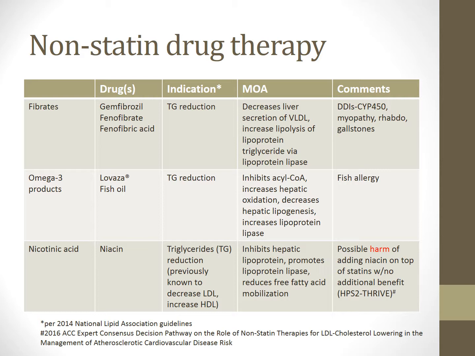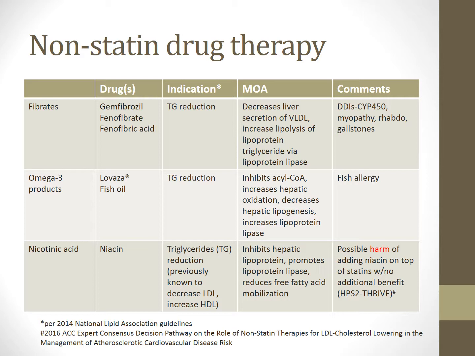And then lastly, niacin. It's also known to significantly decrease triglycerides and decrease LDL and has a potent effect on increasing HDL. But despite its effects on LDL and HDL, the AIM-HIGH trial did not show mortality benefits when adding it to a statin. So NLA guidelines only recommend its use in treatment of very high triglycerides, similar to fibrates and omega-3 products.